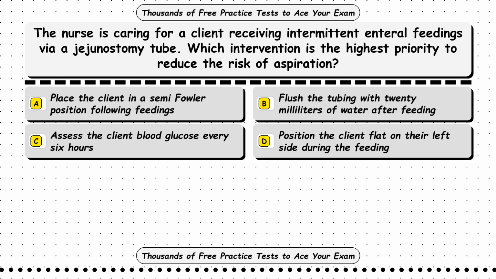Question 126. The nurse is caring for a client receiving intermittent enteral feedings via a jejunostomy tube. Which intervention is the highest priority to reduce the risk of aspiration? Option A, place the client in a semi-Fowler position following feedings. Option B, flush the tubing with 20 milliliters of water after feeding. Option C, assess the client's blood glucose every 6 hours. Option D, position the client flat on their left side during the feeding.